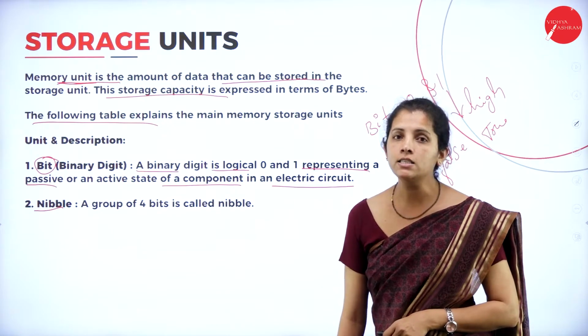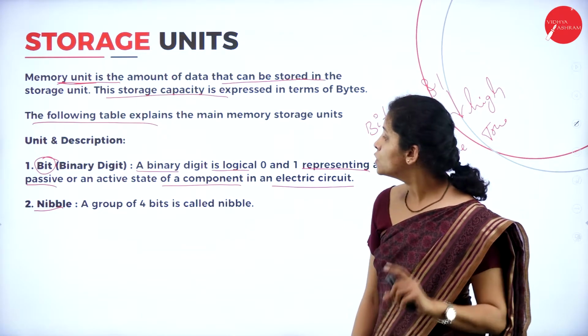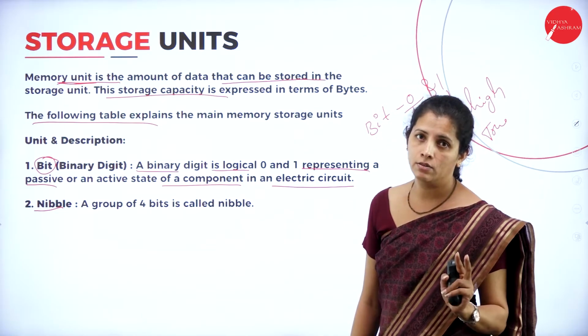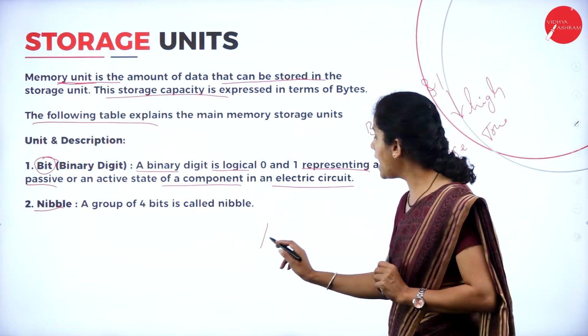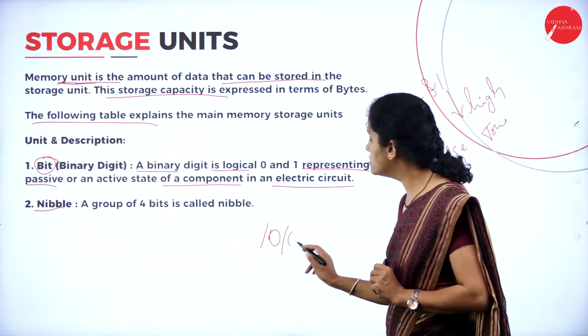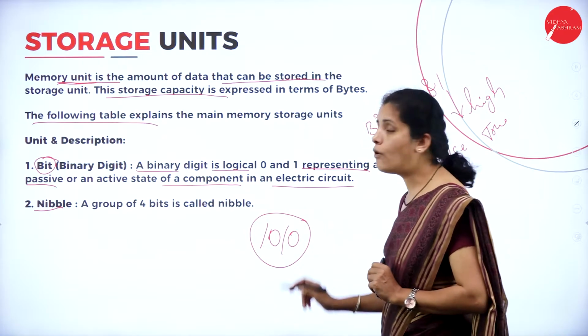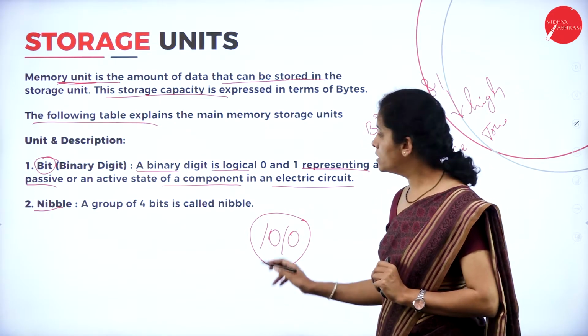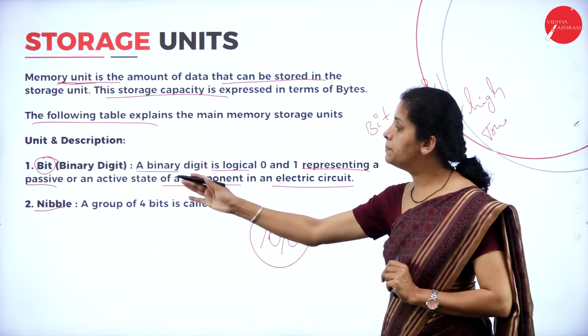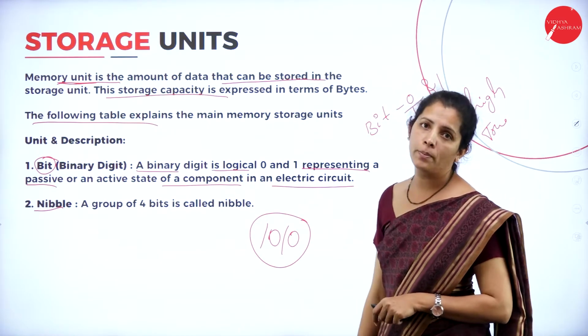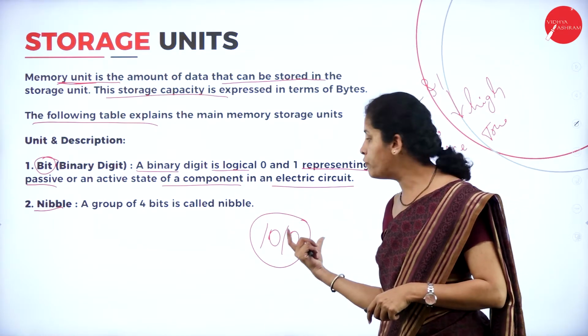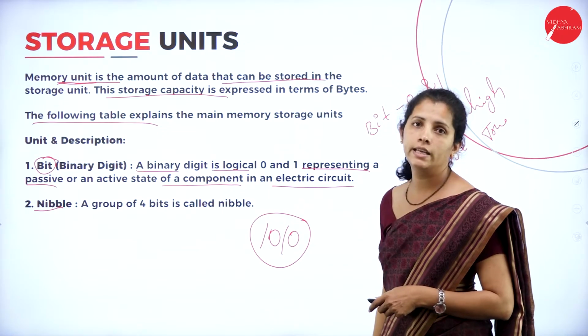So what is this nibble? That is a group of 4 bits. For example, if I have 1010, it is 4 bits, right? So it is called a nibble. So a group of 4 bits together is called a nibble.